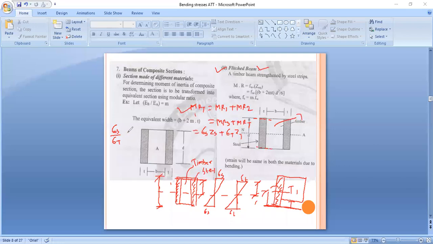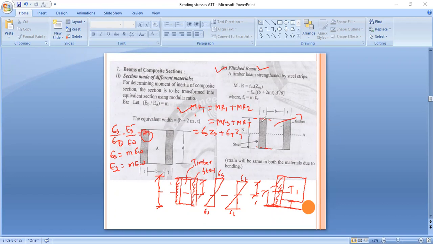You have to apply here the basic concept. Already we have studied this basic concept. Sigma s divided by sigma t or sigma w is equal to Es divided by Ew, which is equal to the modular ratio. Es by Ew means modular ratio. So sigma s is equal to m into sigma w, or Es is equal to m into Ew. म्हणजे आपण इथे काय केलं, Es, modulus of elasticity for steel, is equal to modular ratio into modulus of elasticity for wood.